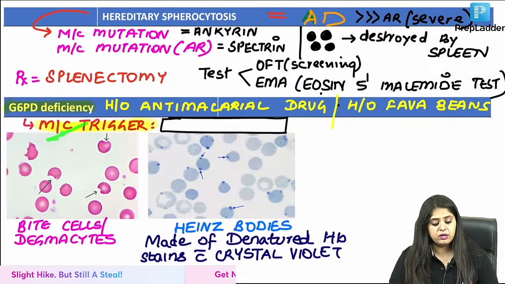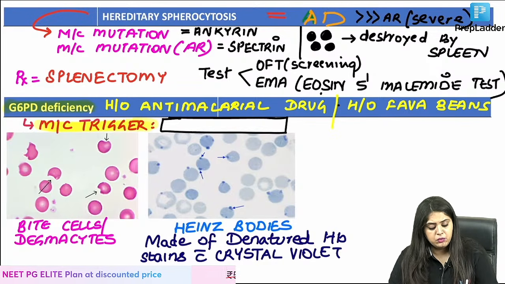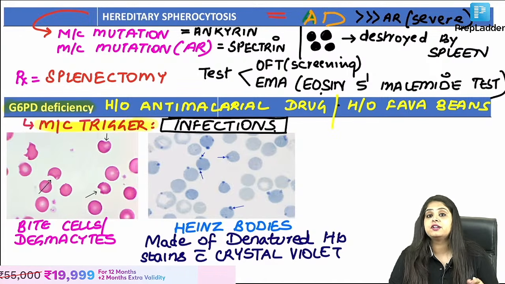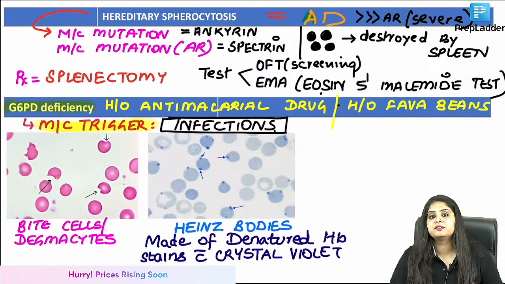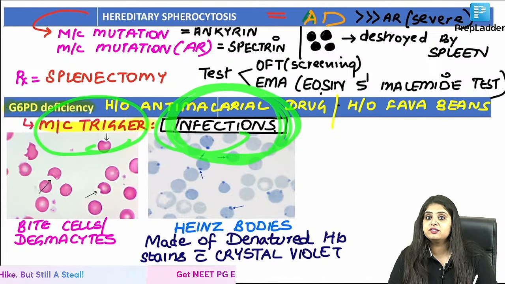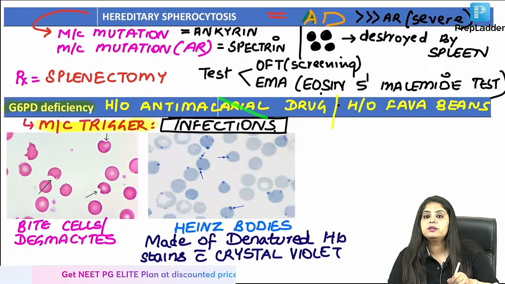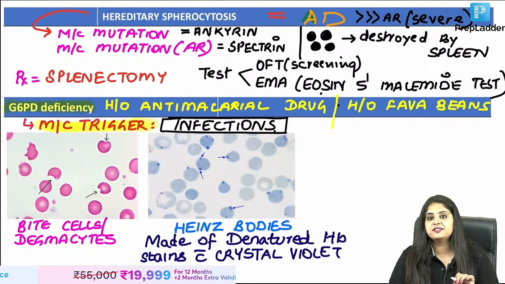But no one told me. You are Q-Bank champions. You have seen this in every Q-Bank. Come on, guys. The most common trigger is infections. I have highlighted this in the version 6 RR videos also, and it's been a considerable while, almost a year now since those videos were uploaded. So the most common trigger is what? Infections. Yes. After that, all these primaquine. See, primaquine and fava beans are your favorite histories, but they are not the most common trigger.